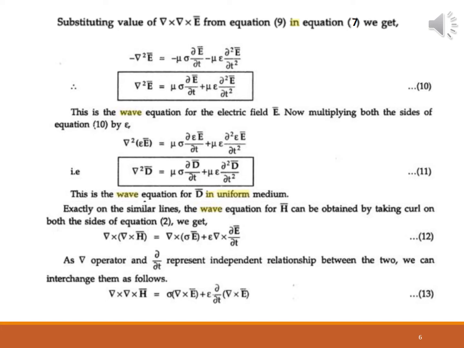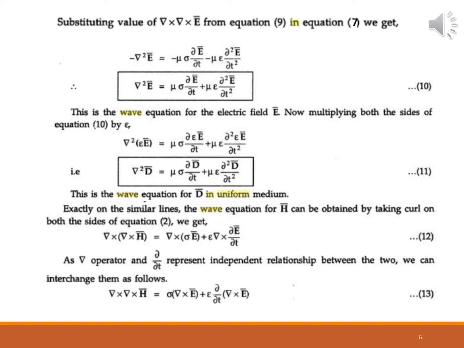On similar lines, what we're going to do is for the second equation. What was the second equation? The second Maxwell's equation. I'm referring to the second Maxwell's equation: del cross H is equal to sigma E plus dou D by dou T, where D can be written as epsilon into E. And for that, like I did in the previous case, I'm going to use the curl operator on both sides, and that's how I get equation 12.